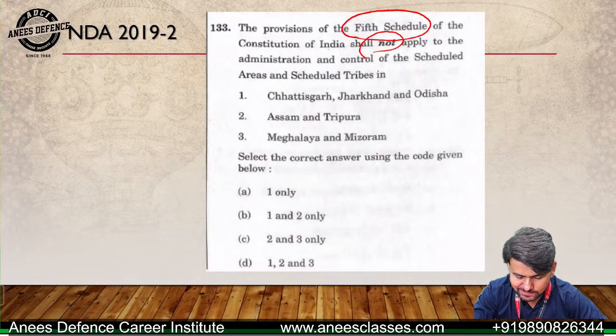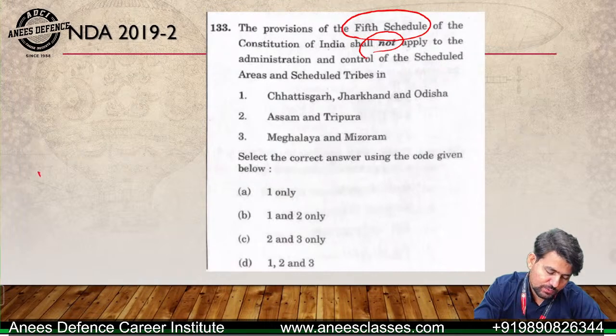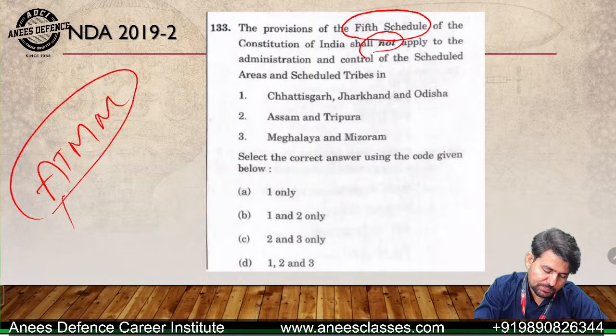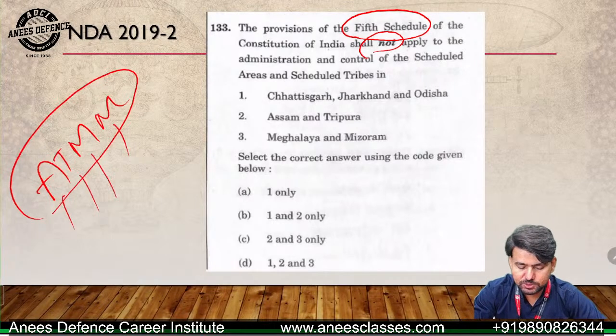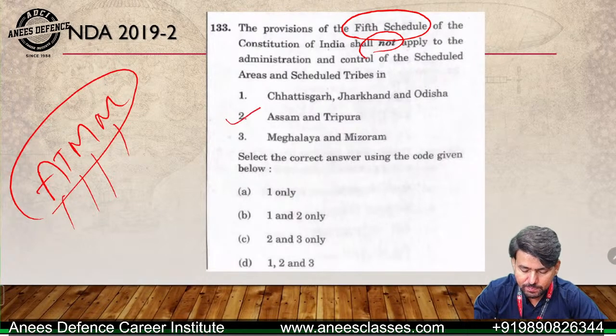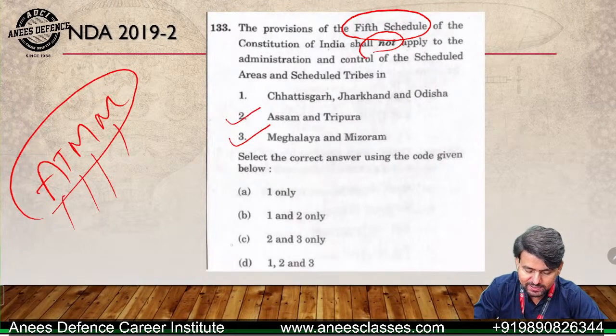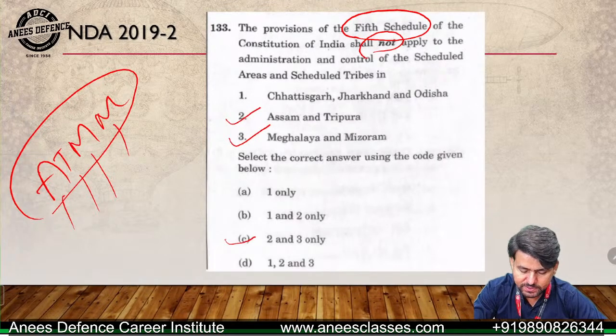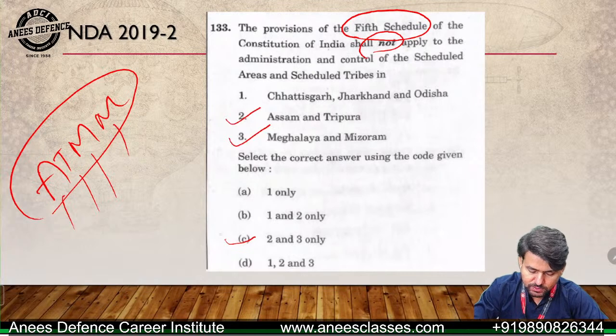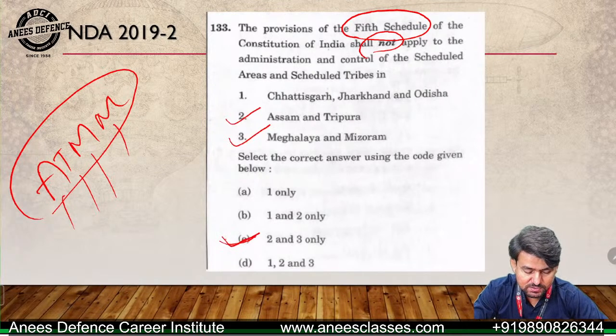असम, त्रिपुरा, मेघालय, मिजोरम. वेरी गुड. वो ATMM याद है ना आपको. यस. आसाम, त्रिपुरा, मेघालय एंड मिजोरम. तो बताओ मेरे को, आसाम त्रिपुरा इसमें आ गया, मेघालय मिजोरम इसमें आ गया, इसका मतलब 2 and 3, बराबर. Yes, sir. 2 and 3 has to be the answer.